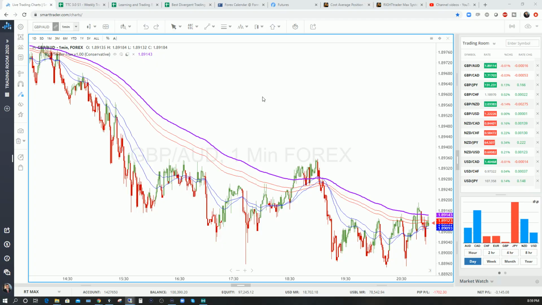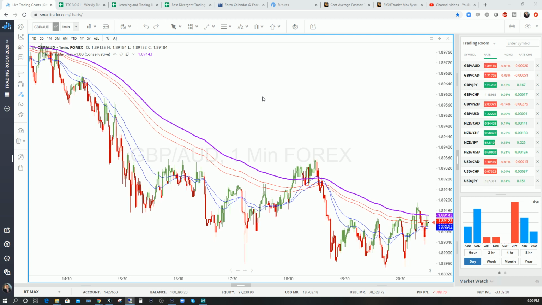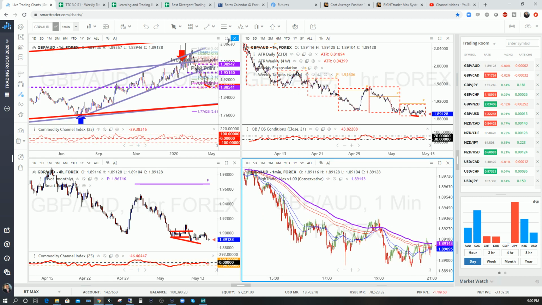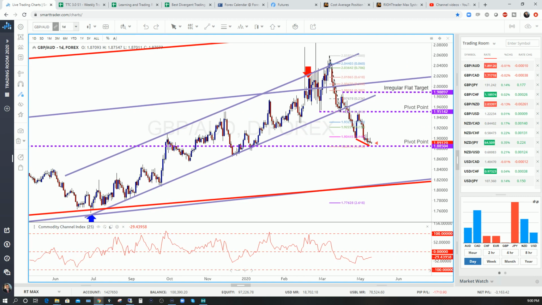So let's go to the chart firstly, and I'm going to take a look at the pound crosses right now. We're going to review the pound crosses, take a look and see how they are set up. And I'm going to start off with the pound Aussie dollar right here. Certainly I'm going to start off with the 1 minute time frame. So I am going to go to the daily.